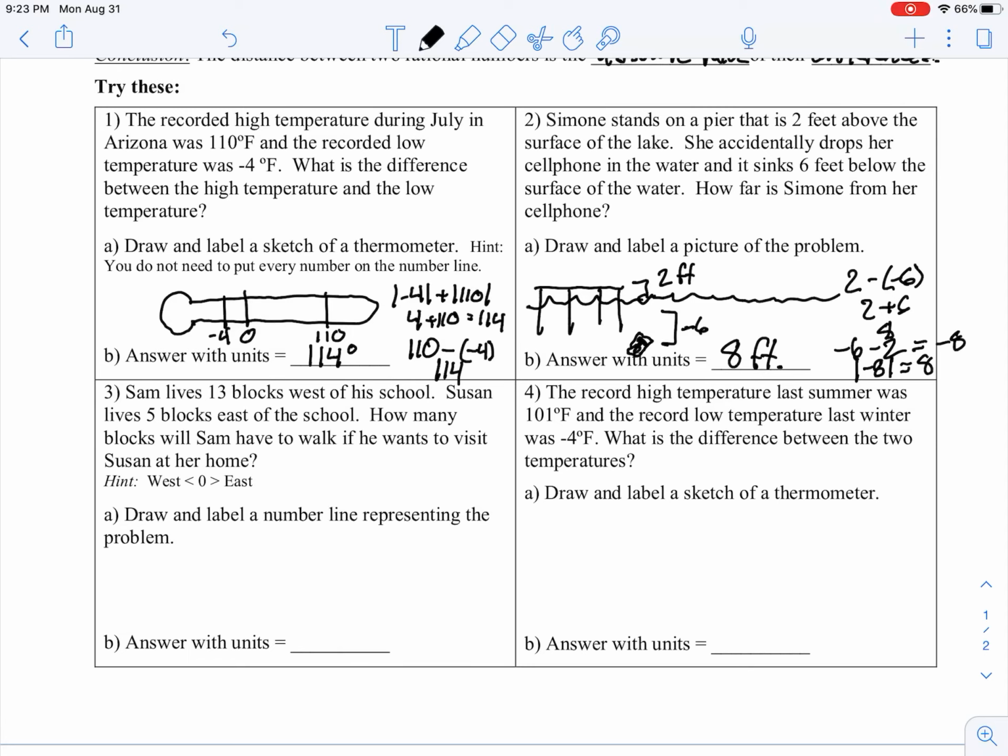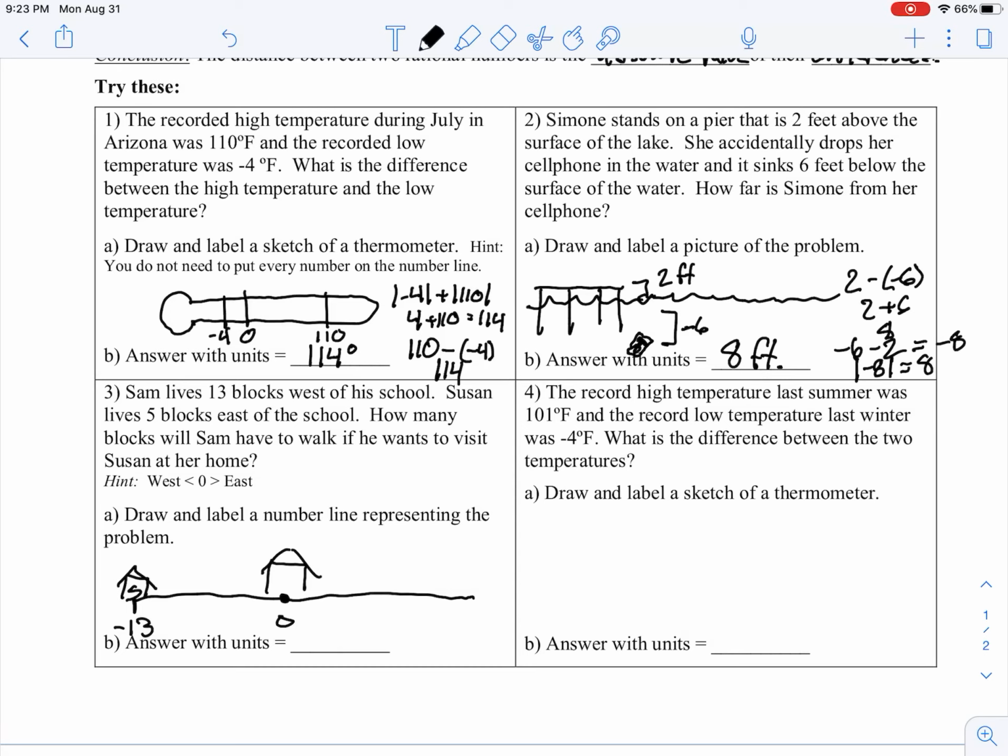Couple more here. So Sam lives 13 blocks west of his school. So we're going to call this building here the school. We're going to call this point 0. And we can think of this as another number line problem. So Sam's house, put an S on it for Sam, is 13 blocks west of his school. So since we're going left, we're going to think of this as -13.